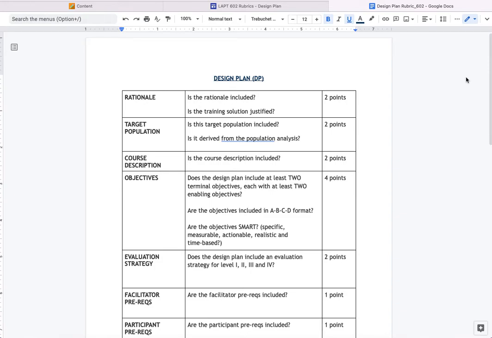And your objectives need to be written in ABCD format. An ABCD format is an objective that includes the audience, the behavior, the conditions, and the degree. And there are readings about each of these. And if you have more questions or want additional instruction on this, I'll record a separate video on that. And you want to make sure that your objectives are SMART, that they're specific, measurable, actionable, realistic, and time-based.